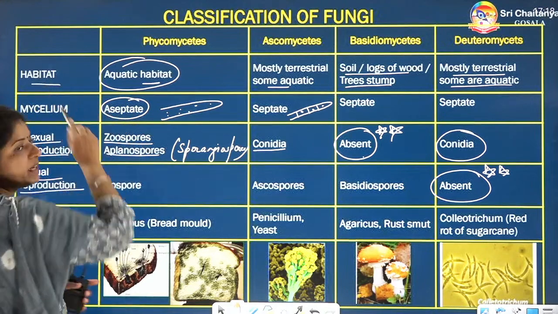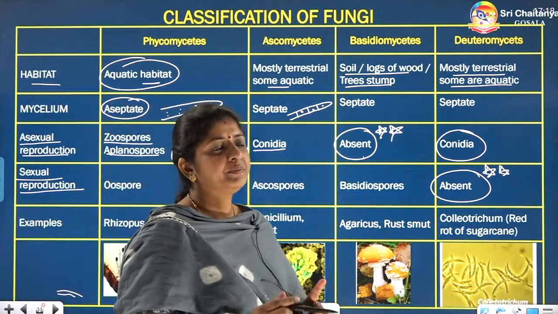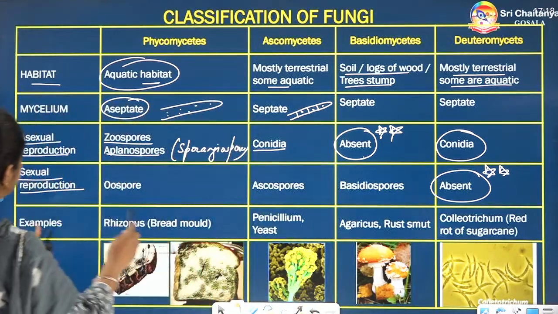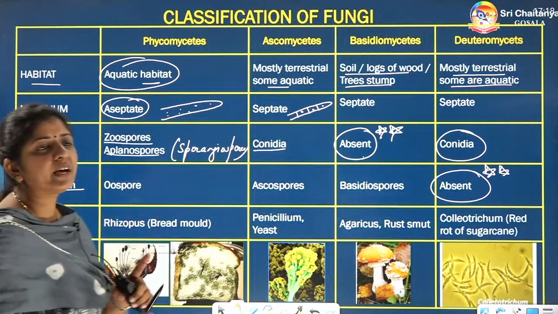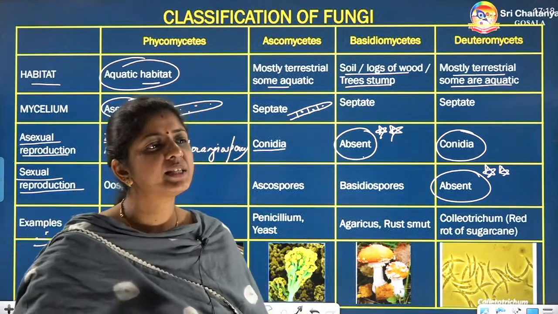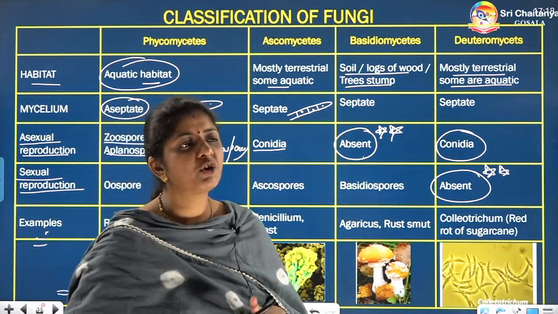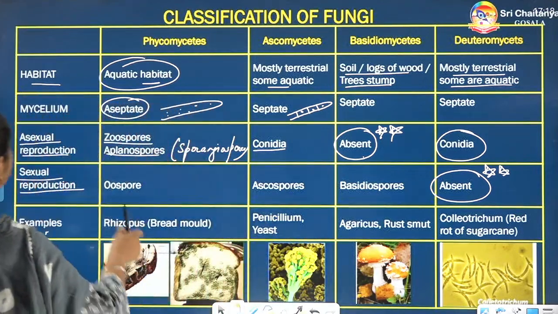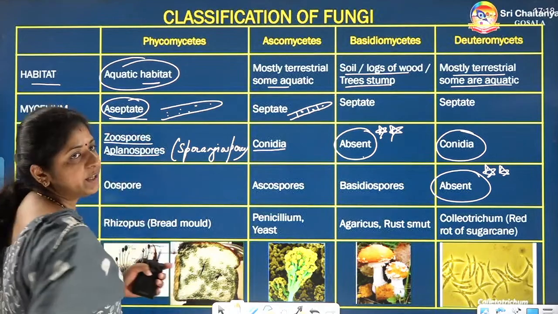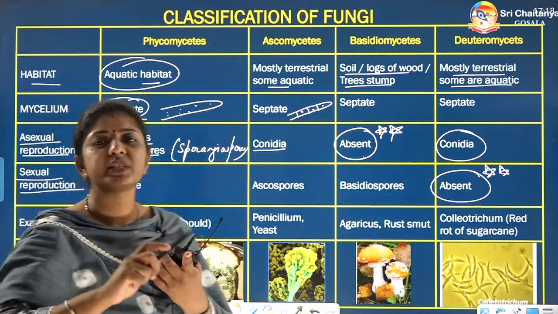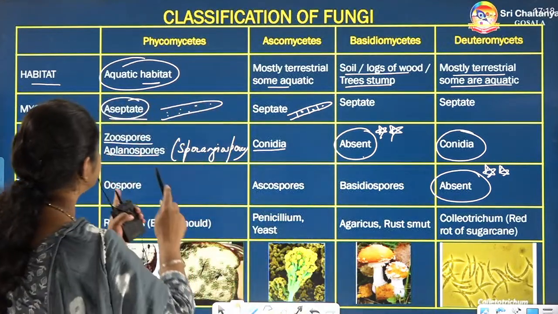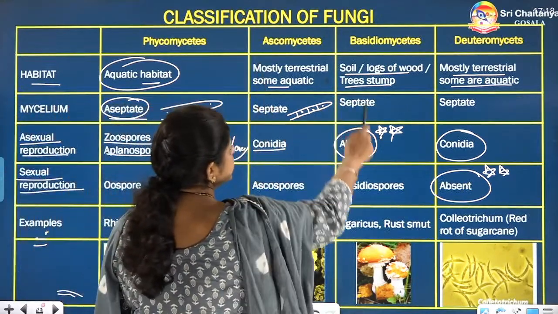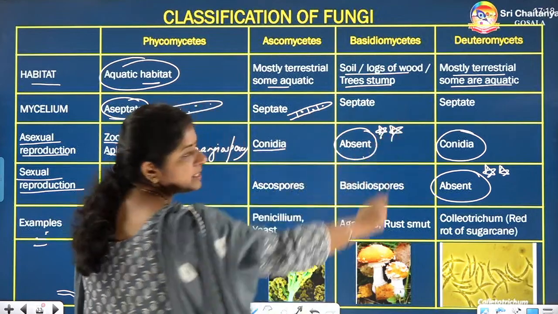Now say whether this table form is clear to everyone. Starting from here, habitat, right? Habitat is clear to everyone. Okay, I am taking from the mycelium once again, maybe it was not audible from there. Mycelium will be aseptate, meaning without septa, in the case of Phycomycetes. But in the case of Asco, Basidio and Deutero, it will be septate.